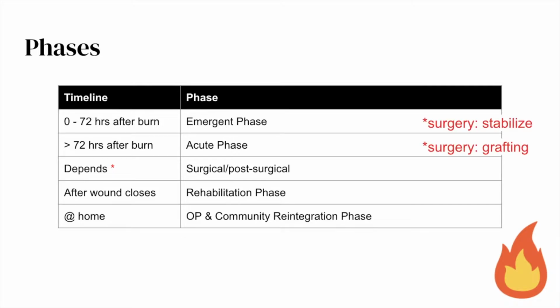So with the surgical phase, the timeline isn't set because you could have surgery in the emergent phase or acute phase if you needed it. So you might have surgery in the emergent phase if you are doing some sort of stabilization to a patient, or if the patient needs to be stabilized, they might go into surgery immediately. Also, with grafting, you might have that a little bit later. That occurs more so in the acute phase of burn rehab.